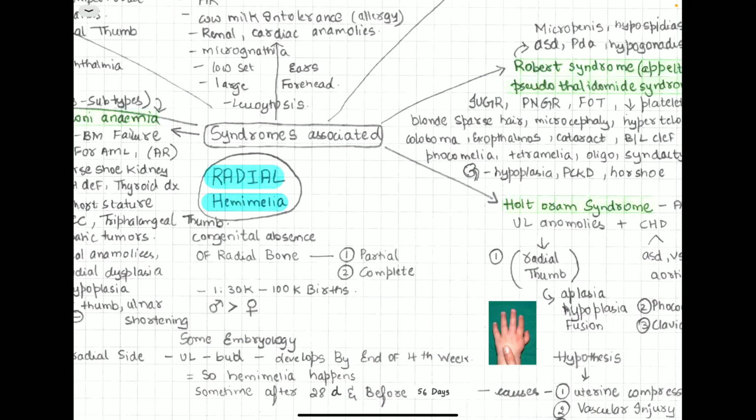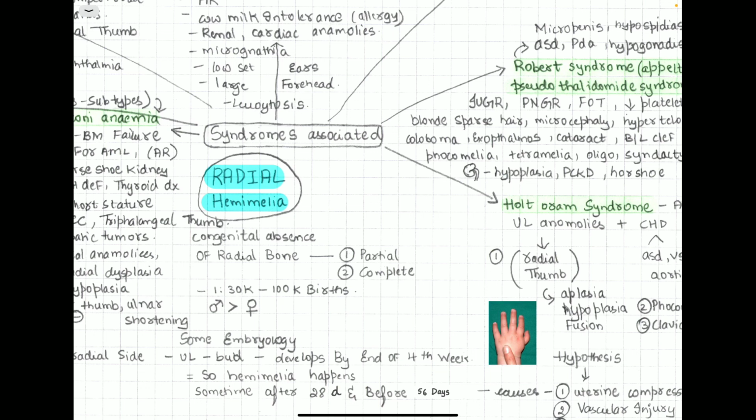Radial hemimelia is congenital absence of the radius bone in the forearm, which is characterized by partial or complete absence of the radius. Epidemiology: 1 in 30,000 to 1 in 1 lakh births. Usually, male children are more affected than female.